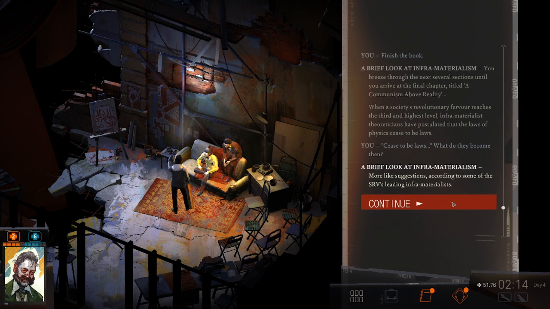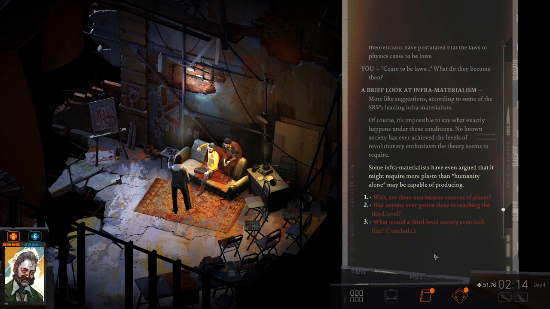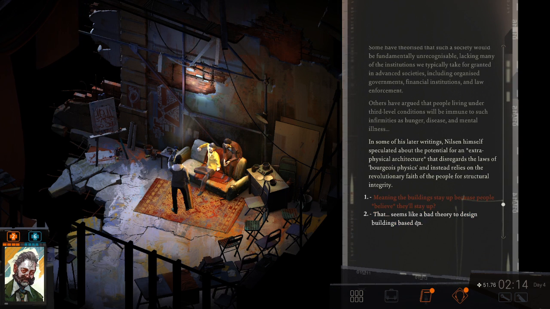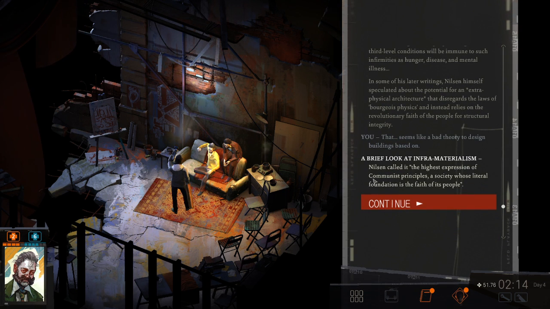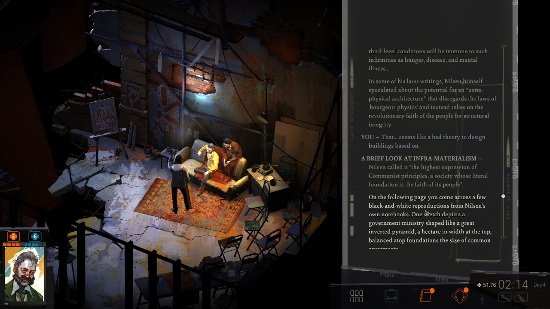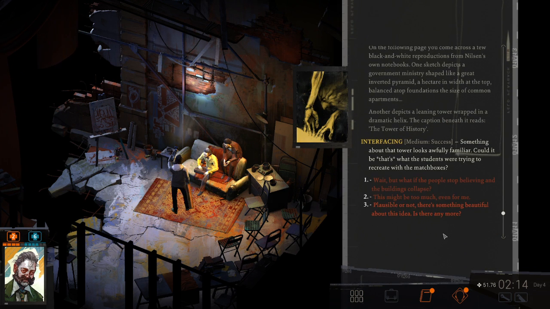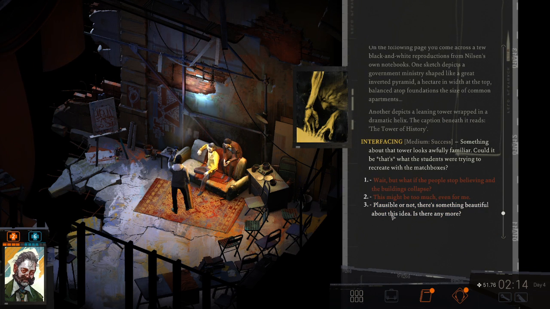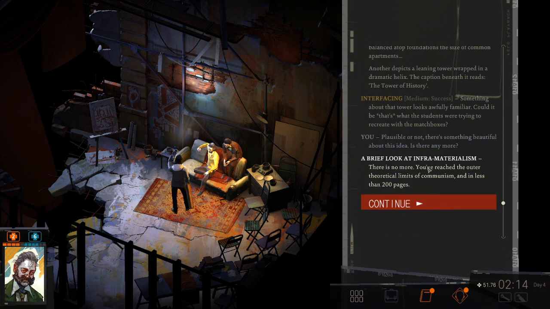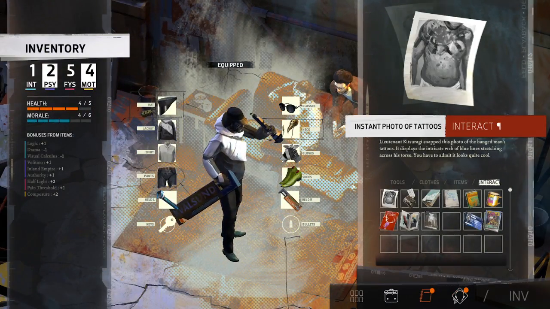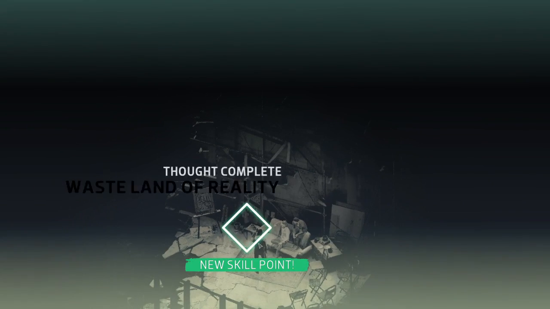Okay, so I want to go back to that part. Let's see. Nilsson called it the highest expression of communist principle, a society whose literal foundation is the faith of its people. Plausible or not, there's something beautiful about this idea. Is there any more? There's no more. You've reached the outer theoretical limits of communism in less than 200 pages. We did it. Alright, let's get to our thought.